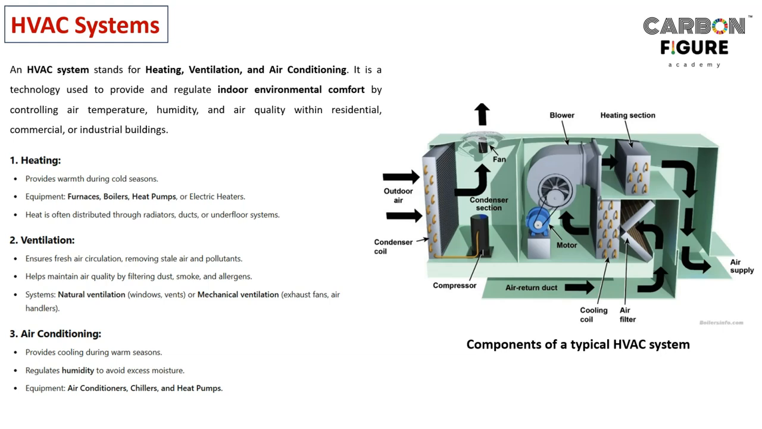So, in this visual that is being provided here, we can understand the different components of a typical HVAC system. It is in between the outdoor and indoor scenario. From the left side, you can see outdoor air entering the system, and on the right end, we can see the conditioned air being supplied into the building, right? If you see the different components: condenser coil, condenser section, compressor, fans, blower, motor obviously, then heating section, then air return duct, and the other sections like cooling coil, air filter, and some ductwork. These are the different internal components which exist in a typical HVAC system.